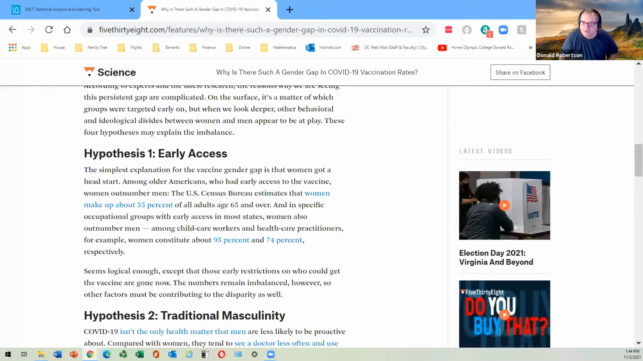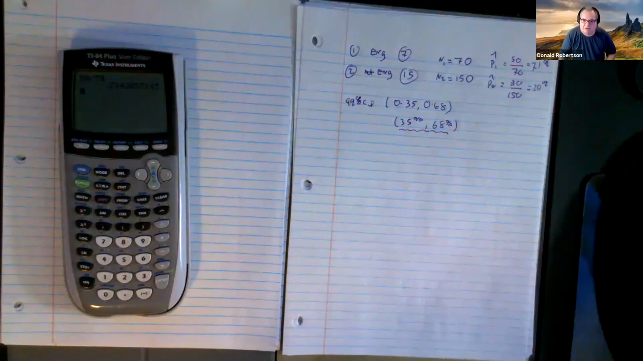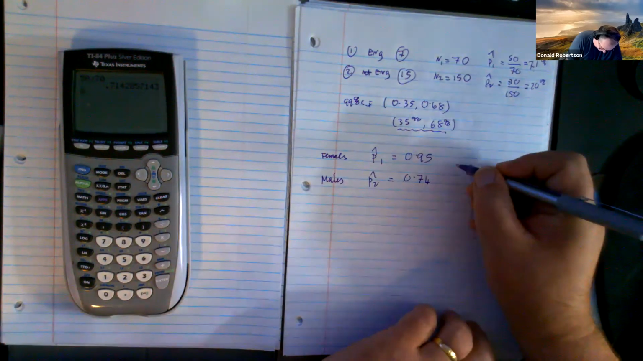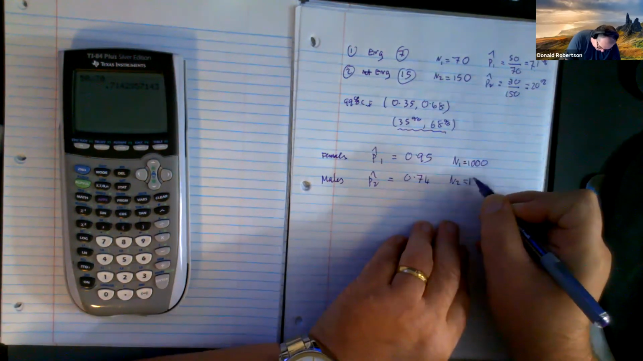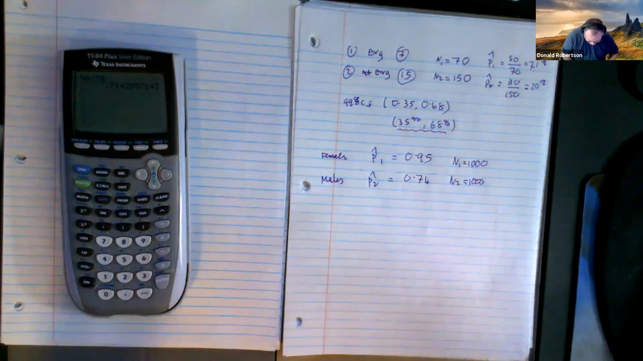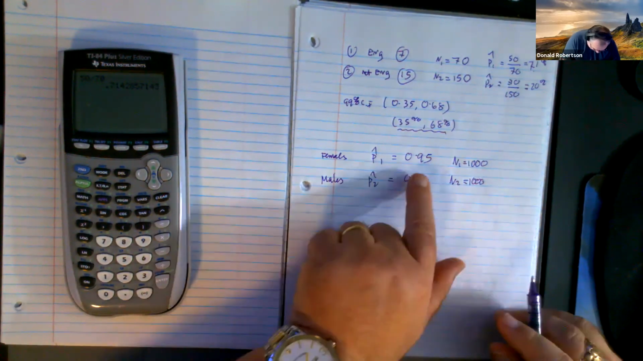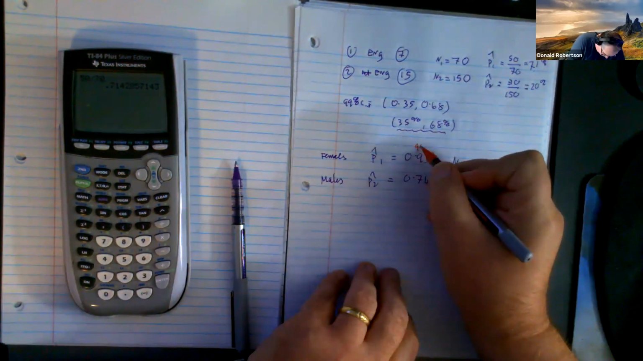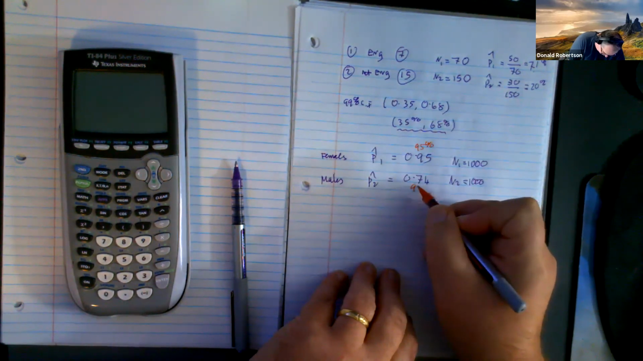Okay, I'm going to cheat a little bit because I don't want to spend forever reading an article to get the data. So all I've really got here is the percentage. So let's just say that if you took a sample of 1,000 women, 95% of them would be vaccinated. And if you took a sample of 1,000 men, 74% would be vaccinated. That could certainly happen. Now, I know that's 0.94, but it's also 95%. And this is obviously 74%.